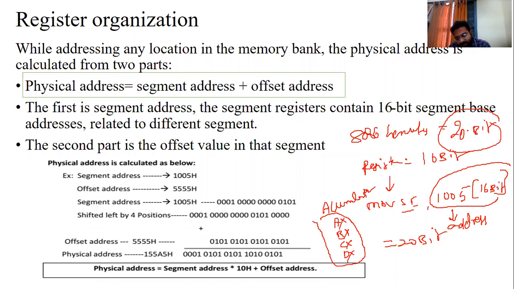How is it possible? This is possible by moving 4-bit positions in this direction. See this, the 4-bit positions are shifted left. In the last class you already calculated this by taking some different numbers.